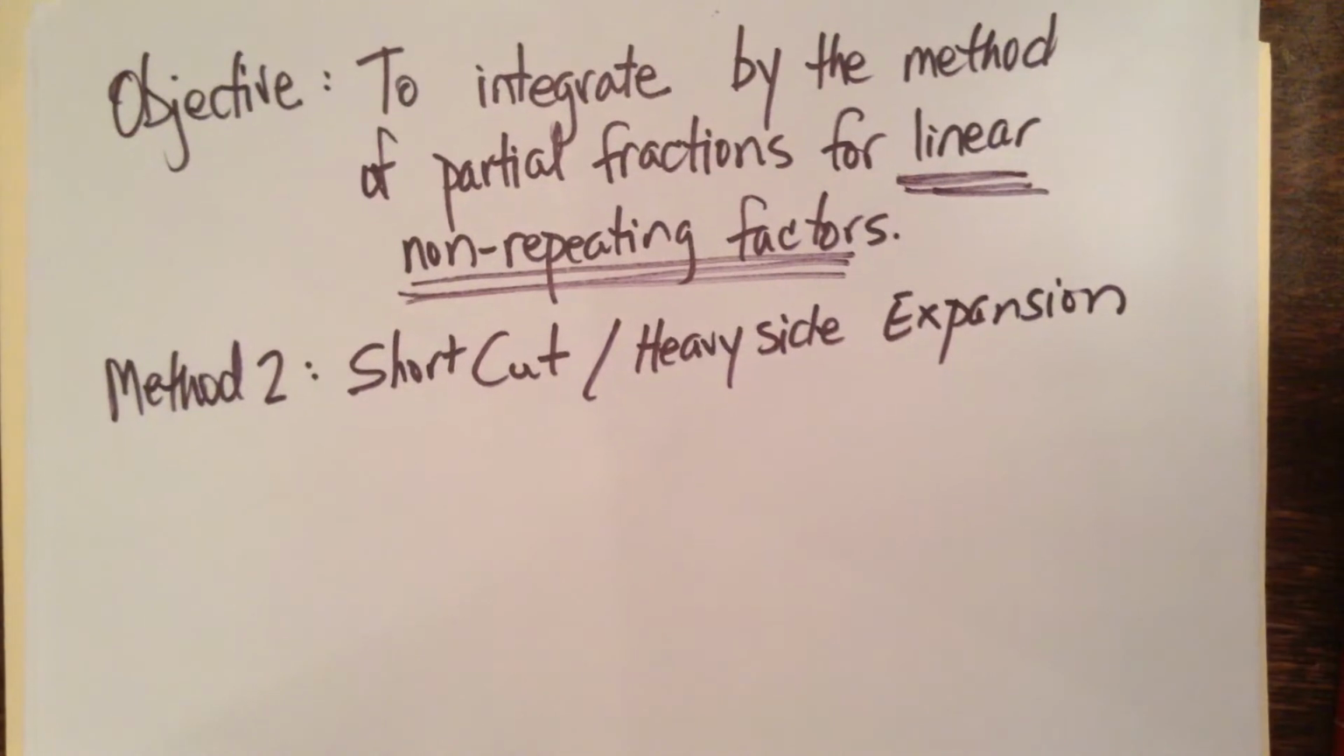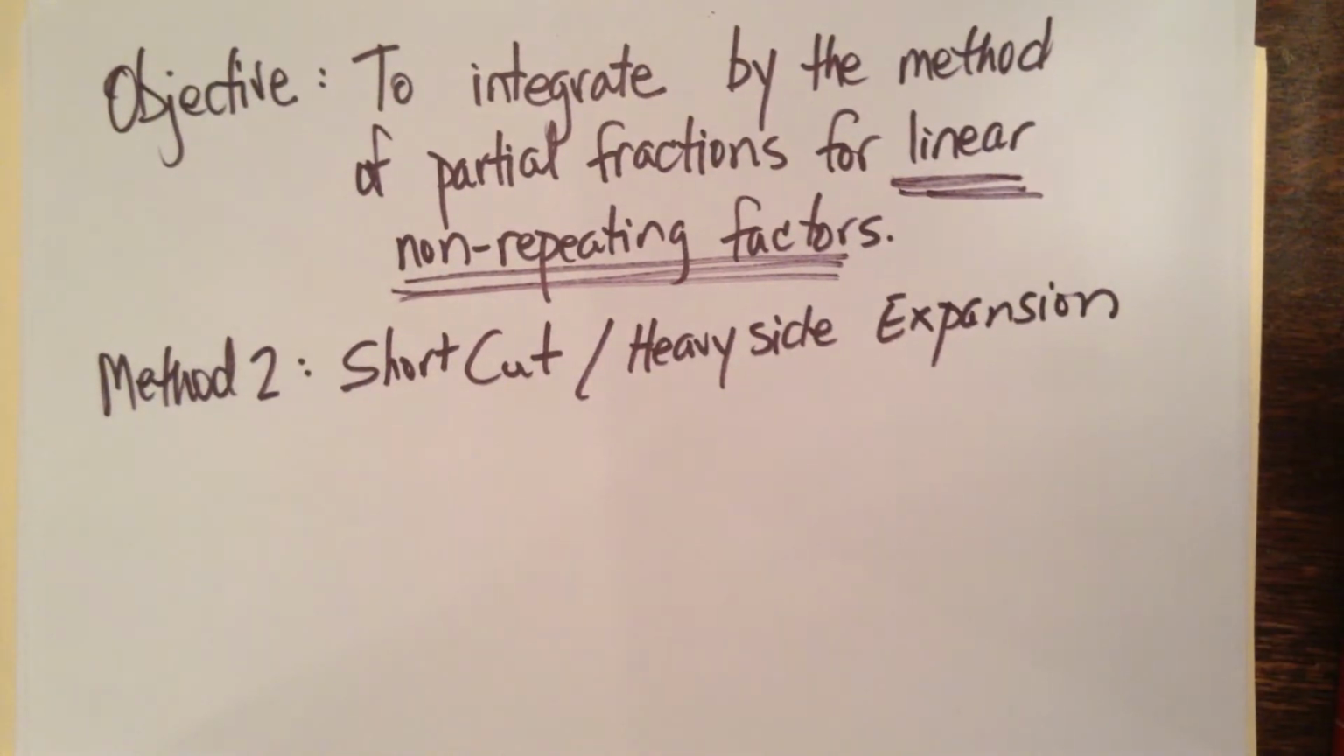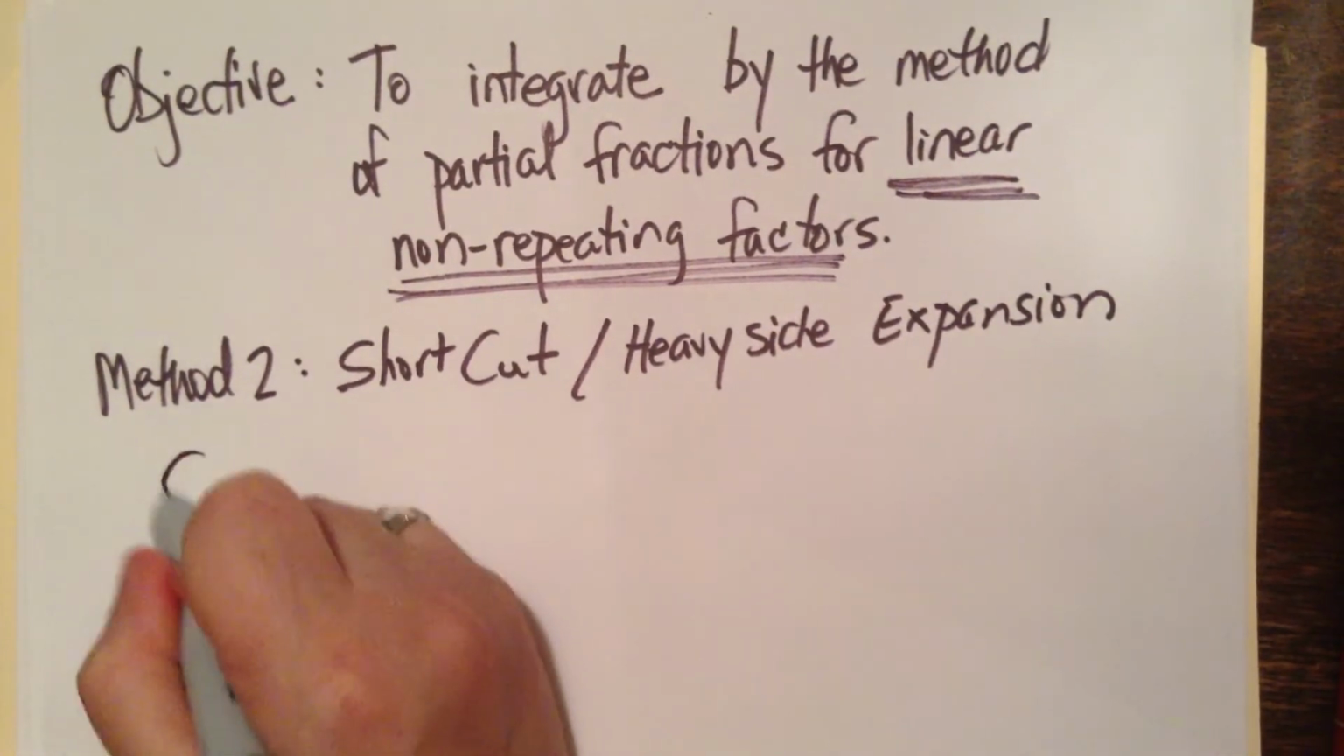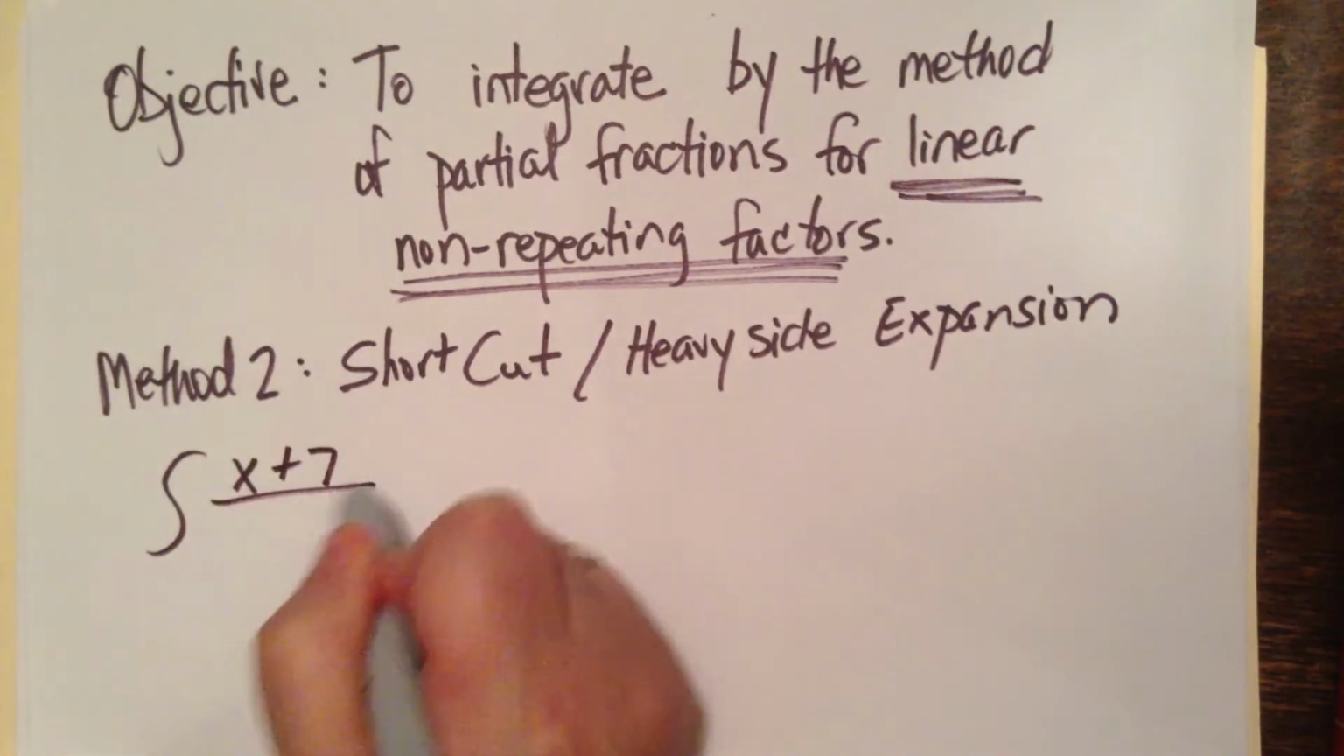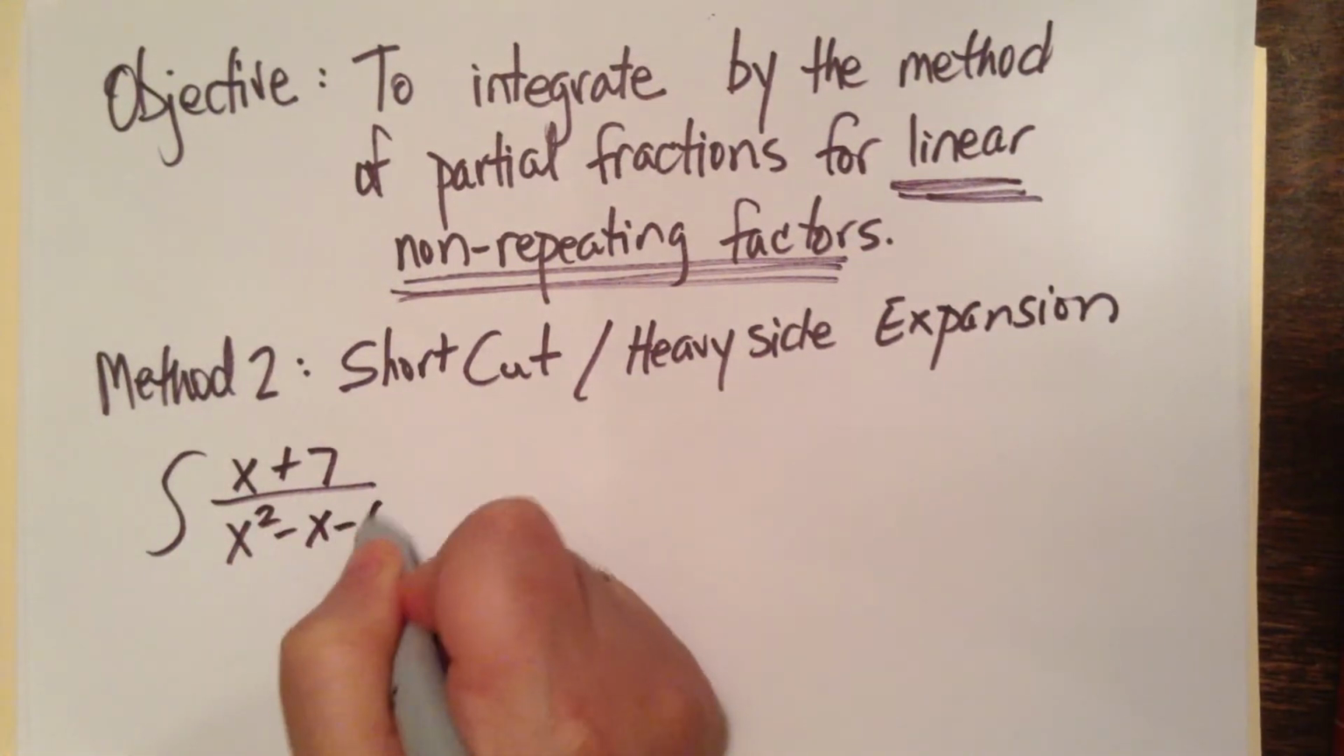And the reason I'm doing this is because on the AP test, you'll only be responsible for integrating by partial fractions for linear, non-repeating factors only. So the shortcut method will save you a lot of time. So rather than doing that expanded version out and solving a system of equations, whether you use substitution or linear combination, I'm going to show you the same problem, but we're going to do it using this shortcut method.